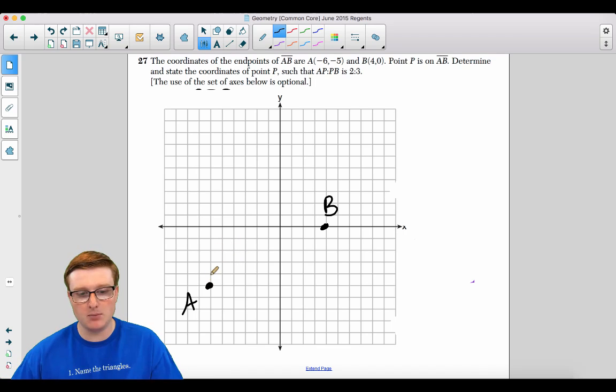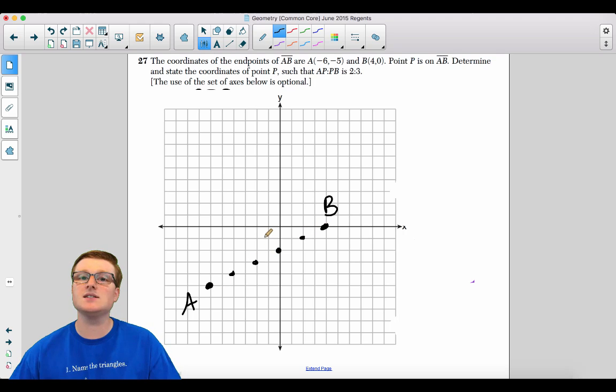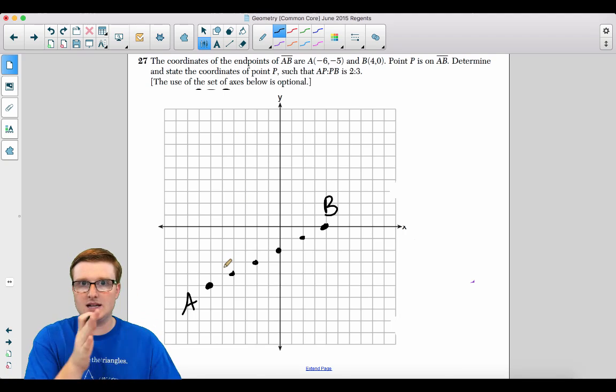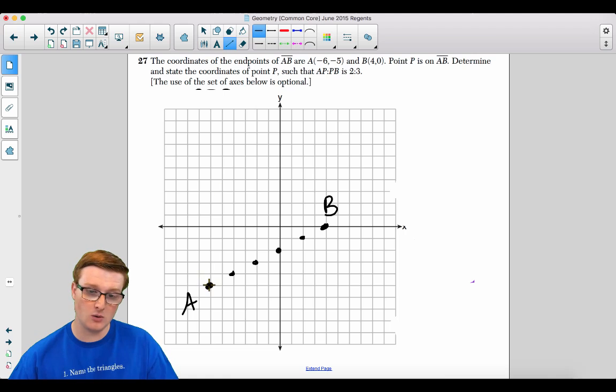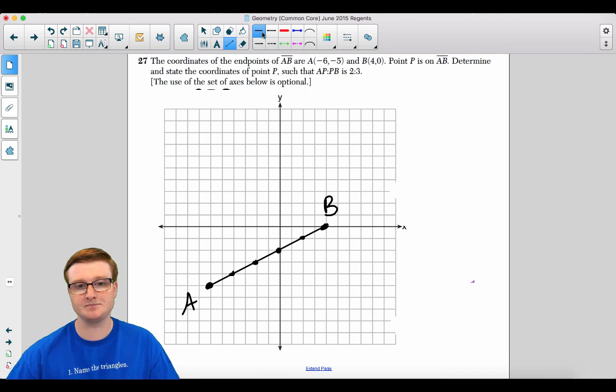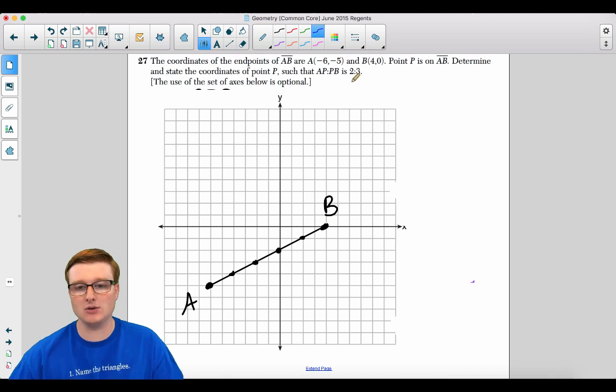So if you go up 1 to the right 2, go up 1 to the right 2, go up 1, and you just keep on going, what I'm doing is what's called partitioning of a line segment. Partitioning means that you split the line segment into parts, or that's called partitioning. So I'm now going to connect these points. Notice what we have here, folks. The ratio is 2 to 3.